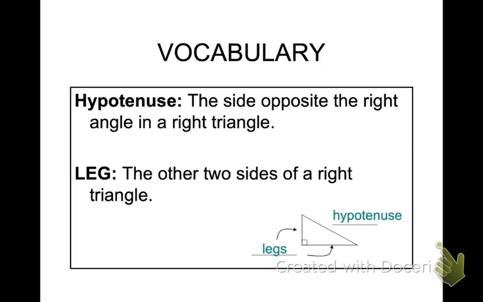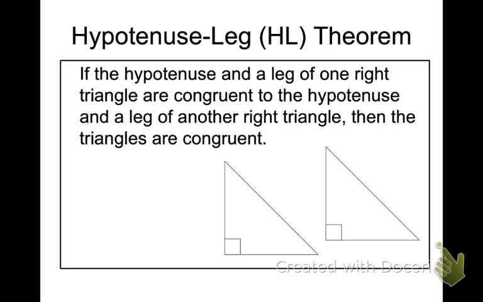So we've got a hypotenuse, only one of them. It's always the longest side of your right triangle, and it's always opposite the right angle. And then your other two sides we just call legs. Okay, so the hypotenuse leg theorem, otherwise known as HL, states the following. If the hypotenuse and a leg of one right triangle are congruent to the hypotenuse and a leg of another right triangle, then the triangles are congruent.